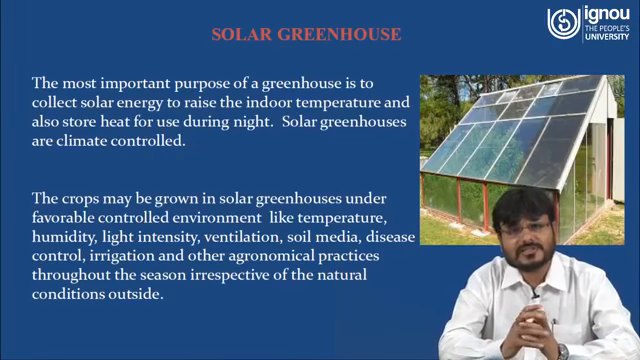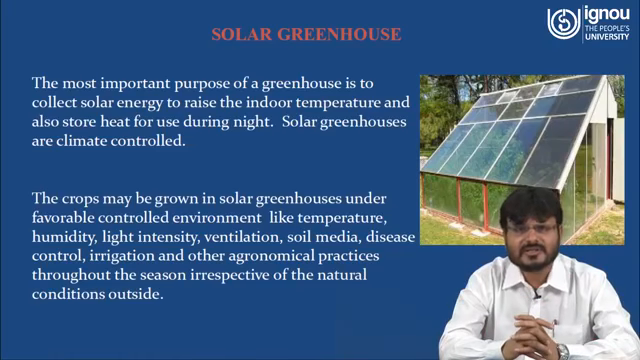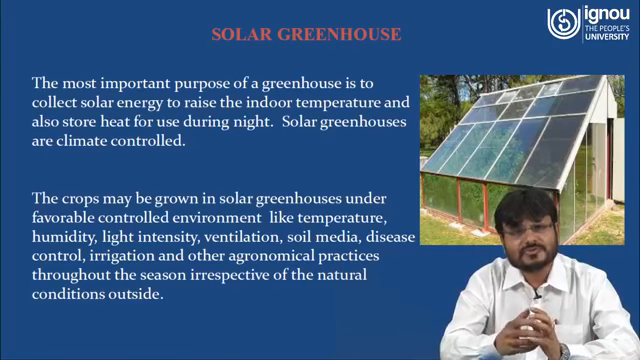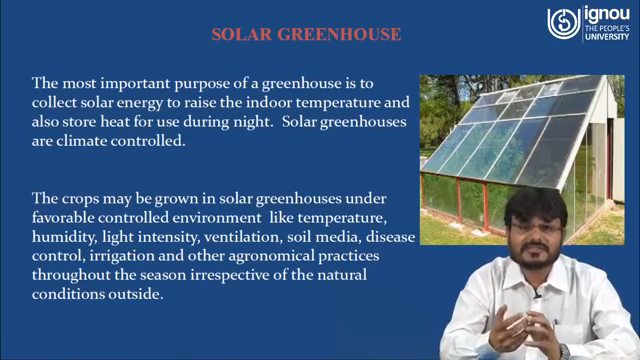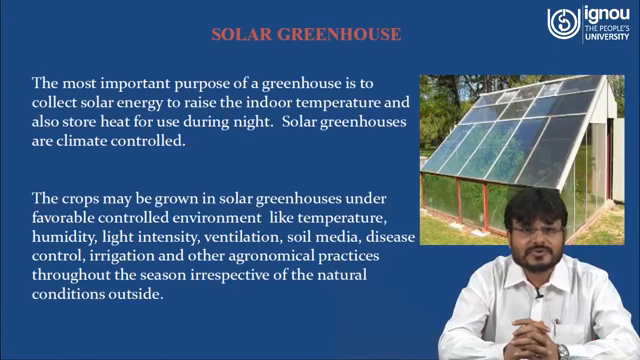Now we have to understand the solar greenhouse, because a solar greenhouse works on the principle of the greenhouse effect. So this effect can be used for some useful purpose, in the solar greenhouse. Here you can see in this picture what a solar greenhouse is. The most important purpose of a greenhouse is to collect solar energy, to raise the indoor temperature and also store heat for use during night. Solar greenhouses are climate controlled.